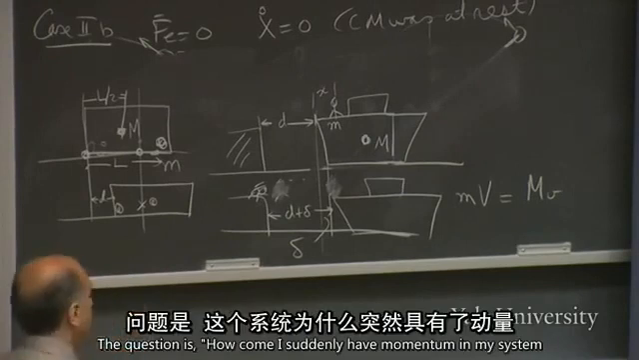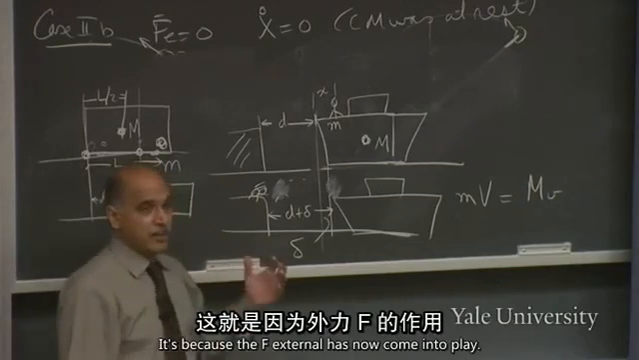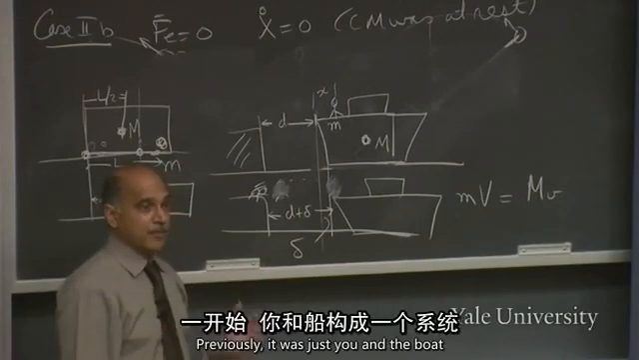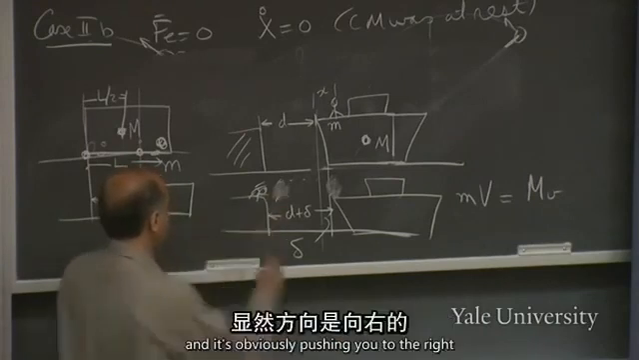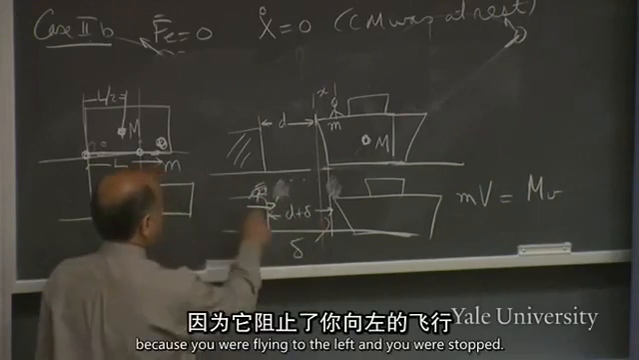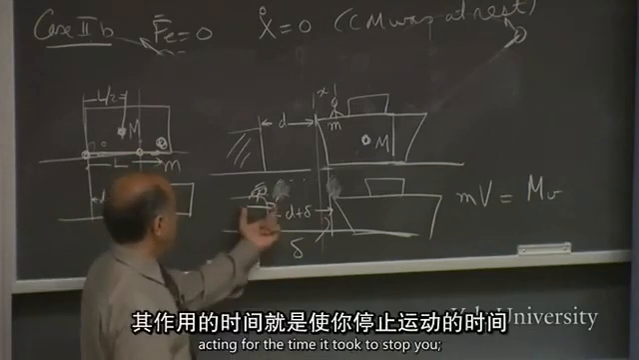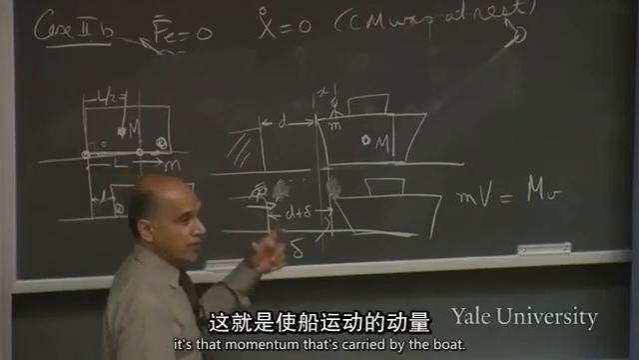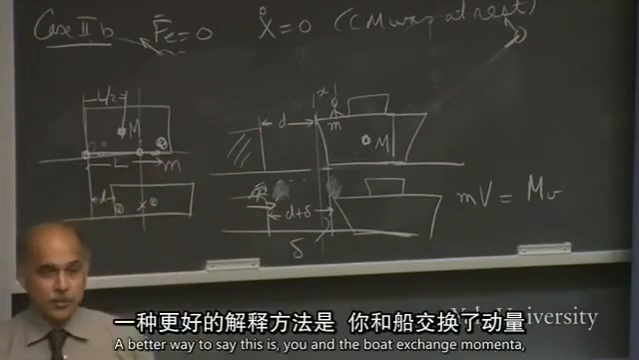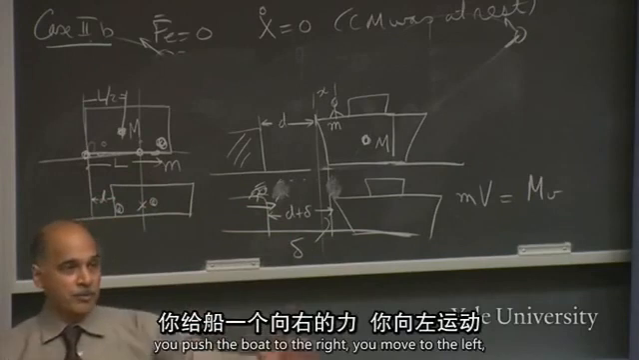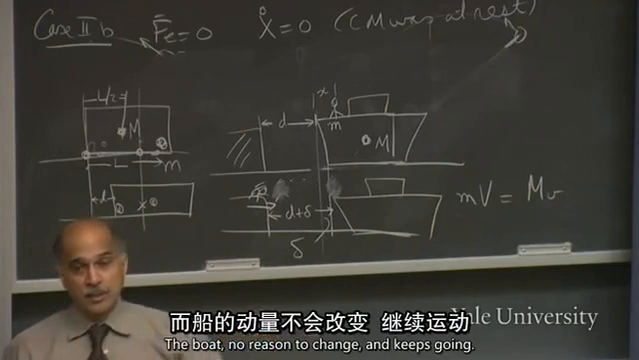The question is, how come I suddenly have momentum in my system when I had no momentum before? It's because the F external has now come into play. Previously, it was just you and the boat, and you couldn't change your total momentum. But the ground is now pushing you. It's obviously pushing you to the right because you were flying to the left and you were stopped. So your combined system, you and the boat, have a rightward force acting for the time it took to stop you. It's that momentum that's carried by the boat. A better way to say this is, you and the boat exchange momenta. You push the boat to the right, you move to the left, and your momentum is killed by the shore. The boat has no reason to change, it keeps going.